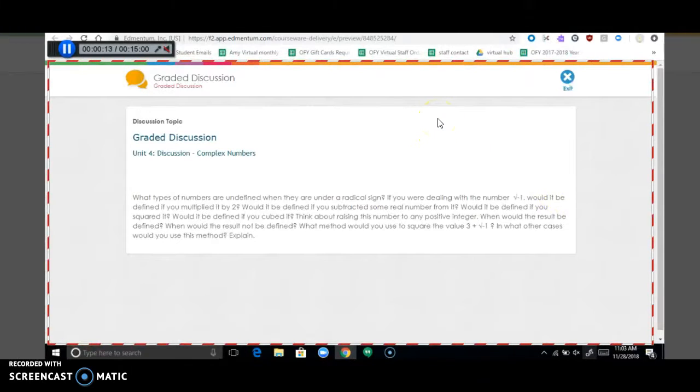So it says, if you're dealing with radical -1 or square root of -1, would it be defined if you multiplied it by 2? So if I multiplied that by 2, I would write it as 2 radical -1. Since there's still a negative in the radical, then it is undefined.